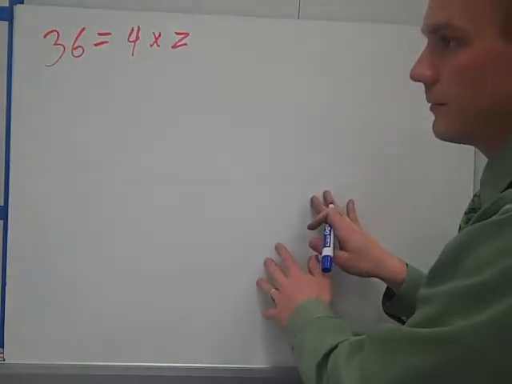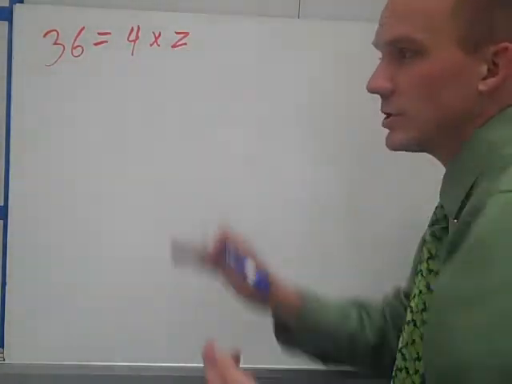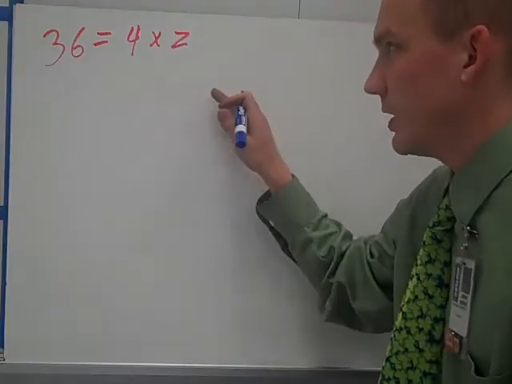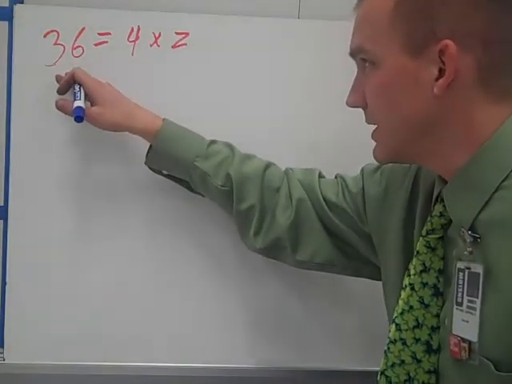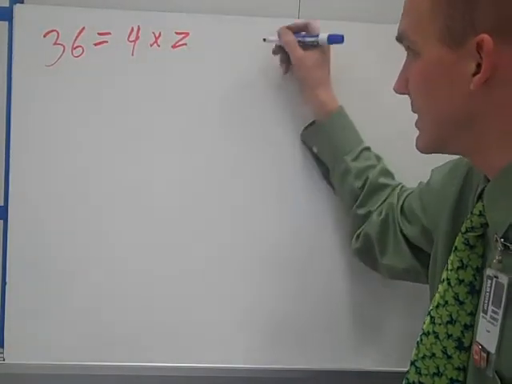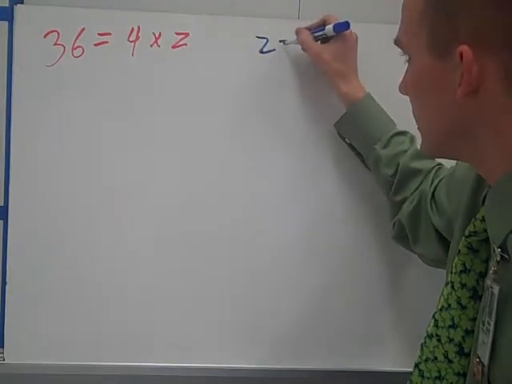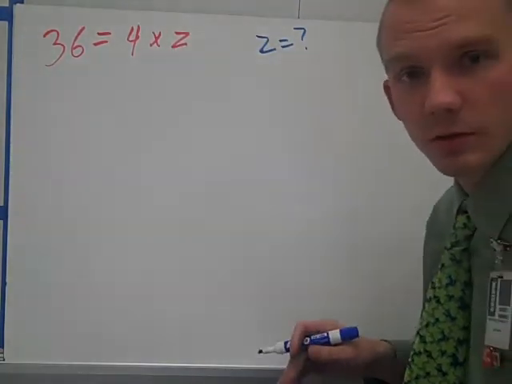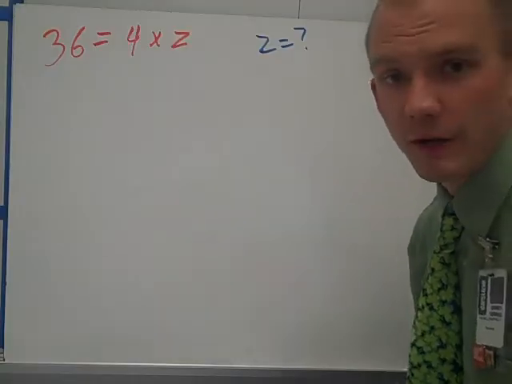Let's try another one. Similar example, I rearranged the order. Pause the video, see if you can figure this out. 36 equals 4 times Z. What does Z equal? Pause the video, see if you can figure it out.